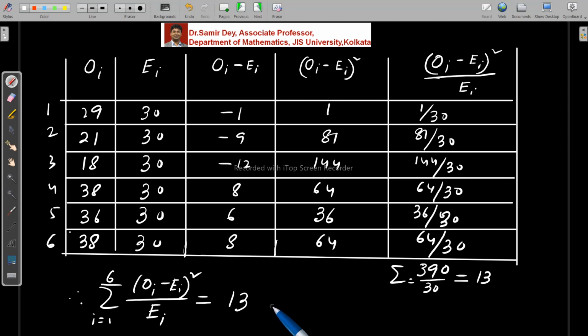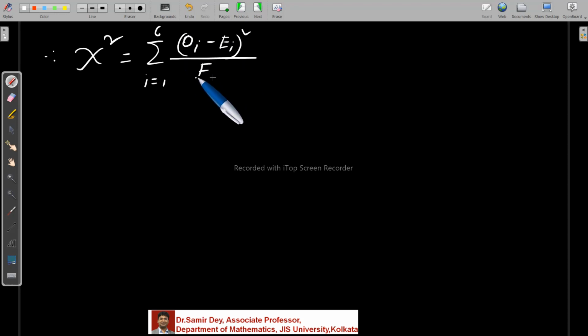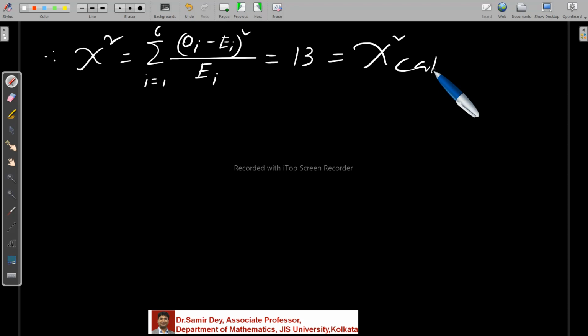Clear? Is it clear? So this is your next line you may write. Just first you have to calculate the numerator, then the denominator is same. So therefore you may write, therefore chi square equals summation i equals 1 to 6, (Oi minus Ei) whole square by Ei is coming 13, which is equal to chi square cal. Okay, is it clear?